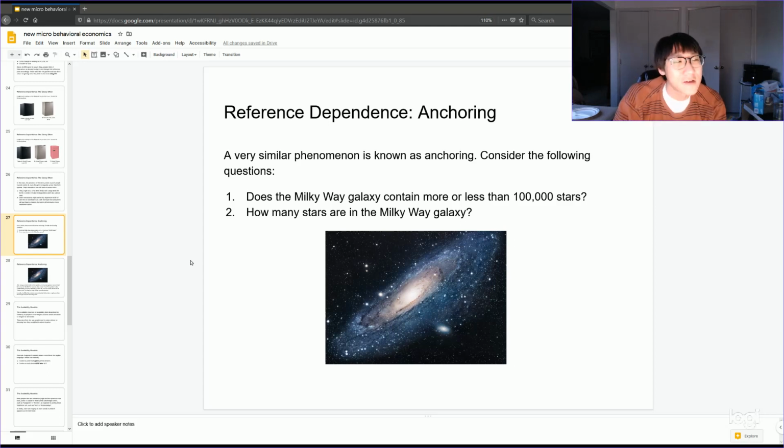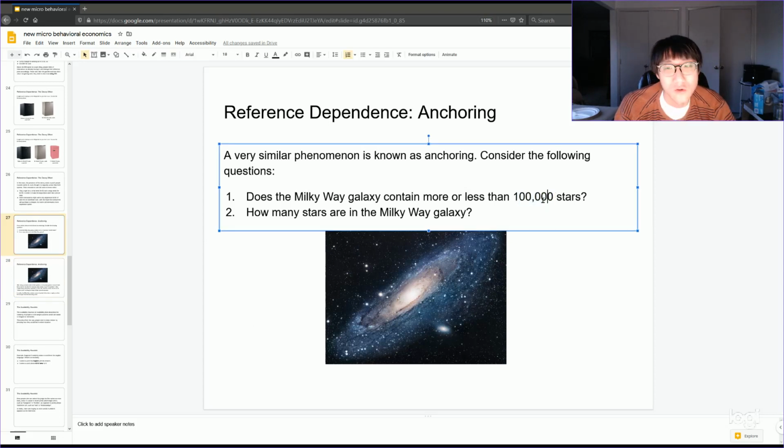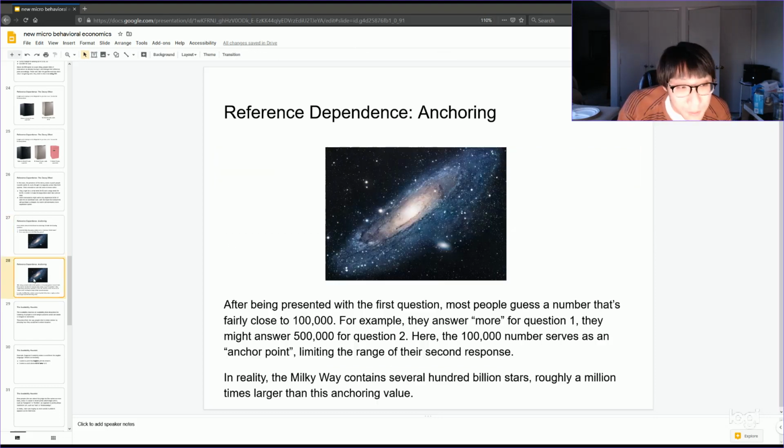This 100,000 value that I just gave you is called an anchor point. And all of a sudden you're evaluating your choice subject to that anchor point. Now, in reality, the Milky Way galaxy contains several hundred billion stars. It's a million times larger than this anchoring value of 100,000. Even if you guess 500,000, that would still be way, way too small of a number.